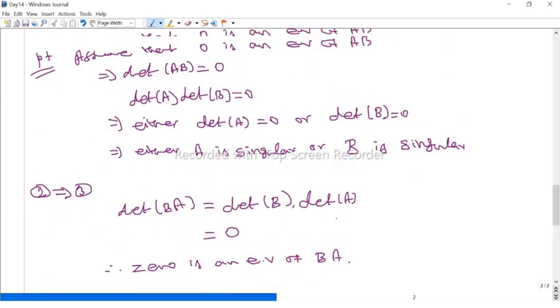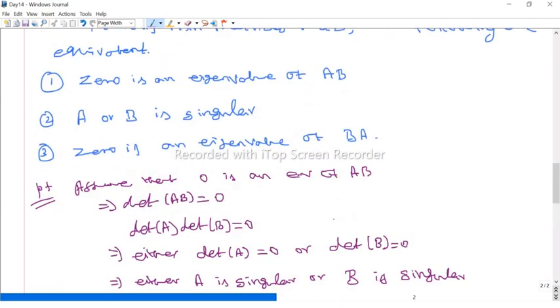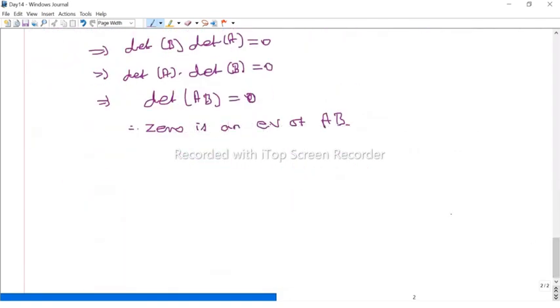So therefore we proved all the parts. If 0 is an eigenvalue of AB, then either A or B is singular, or 0 is an eigenvalue of the matrix BA. Now we are going to prove that the matrices AB and BA have the same eigenvalues, not eigenvectors, same eigenvalues. Suppose lambda is an eigenvalue of AB, then lambda is also an eigenvalue of BA. That is an important theorem. AB and BA need not be similar matrices, but they have the same eigenvalues.